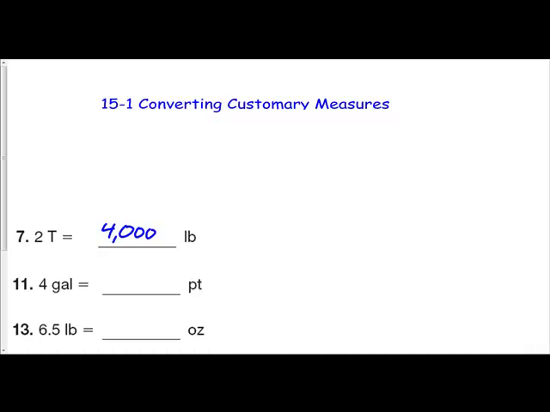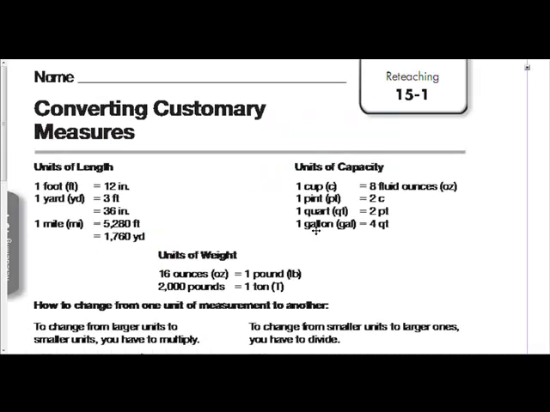So let's take a look at a couple of others. We have gallons and pints. 4 gallons equals how many pints? So we're comparing gallons to pints. Let's take a look at our chart back here. And let's see, gallons equals quarts. Wait a second. It doesn't tell me how many pints are in a gallon. So I may have to do some thinking here and figure that out. Gallons to quarts. I have 4 quarts in 1 gallon, and I have 2 pints in 1 quart.